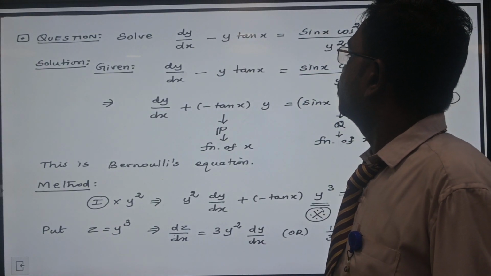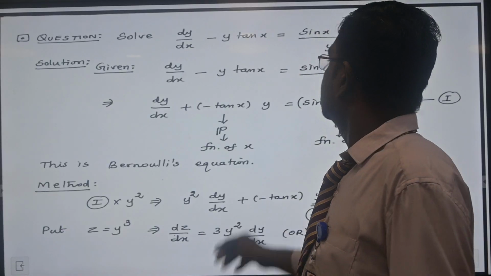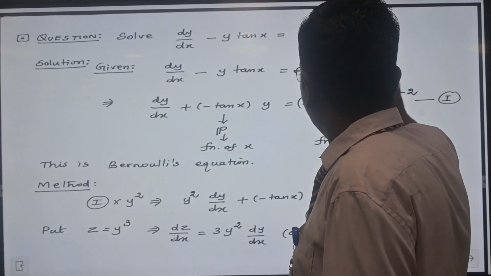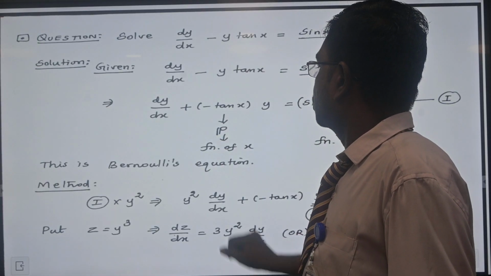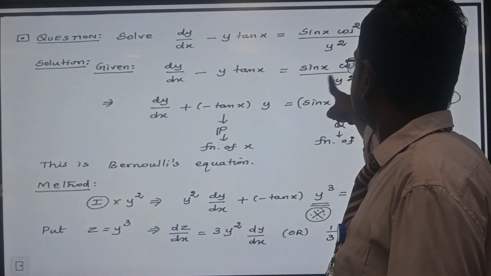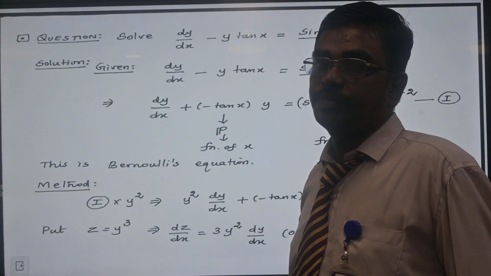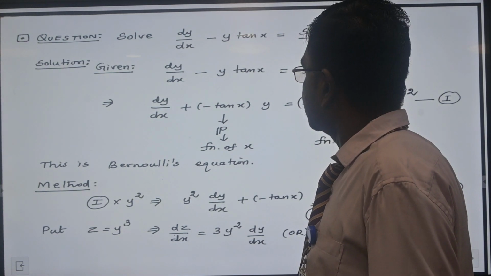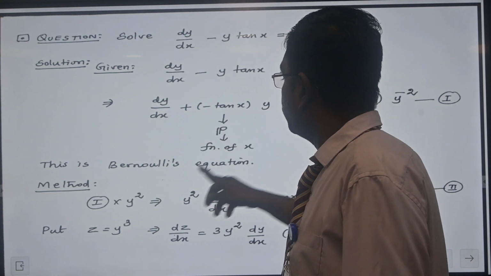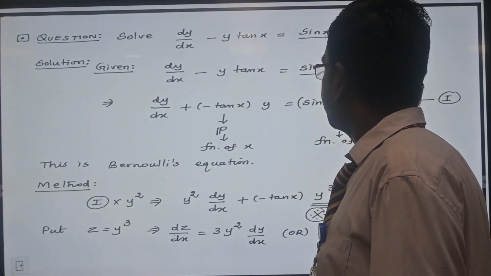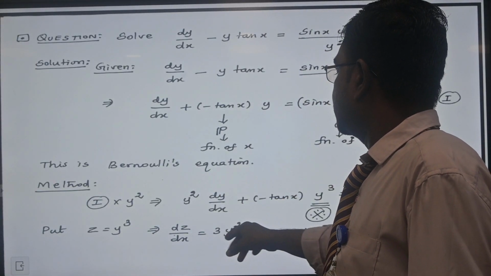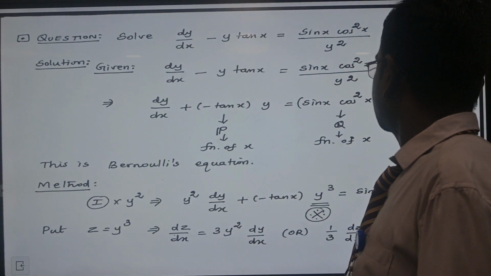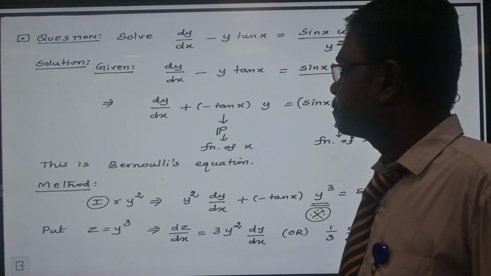So question: solve. I will take one example, dy by dx minus y tan x equal to sin x cos square x by y square. I will separate it into Bernoulli's form, where p is a function of x, minus tan x, and q is sin x cos square x, with y power minus 2. How do you solve? First, remove y power minus 2 from here. So I will multiply this equation by y square, so y power minus 2 is removed. After that I get y square dy/dx plus minus tan x y cube equal to sin x cos square x; y power minus 2 is not here.